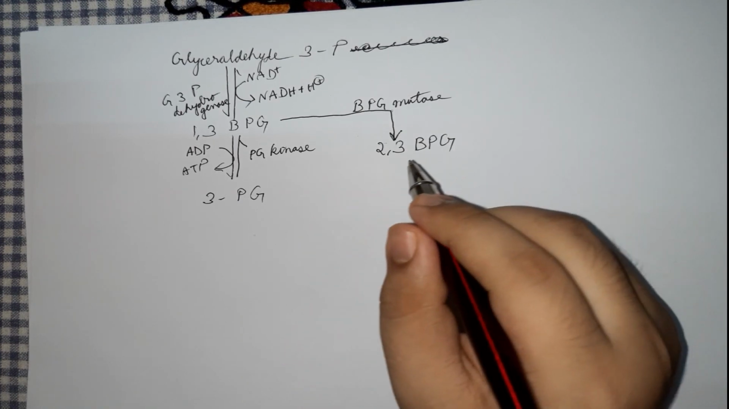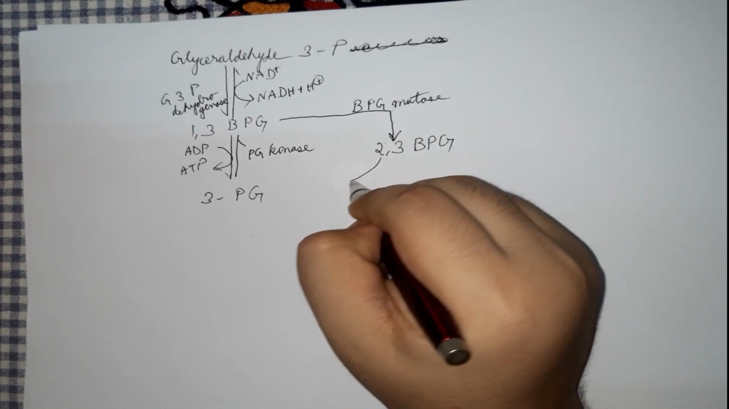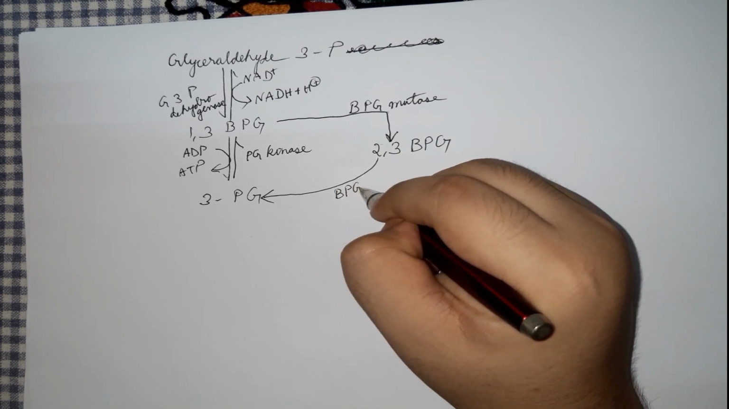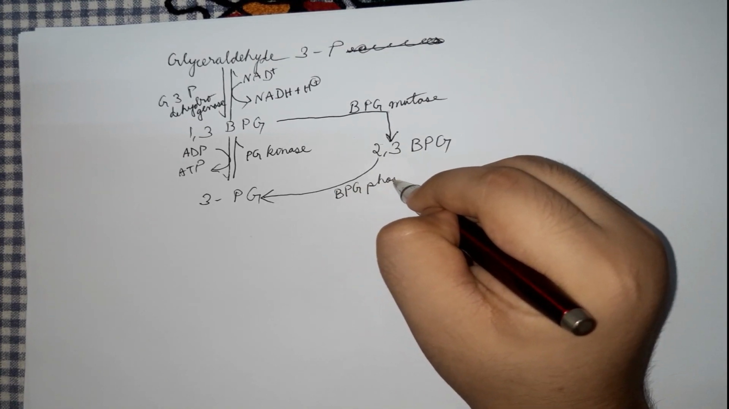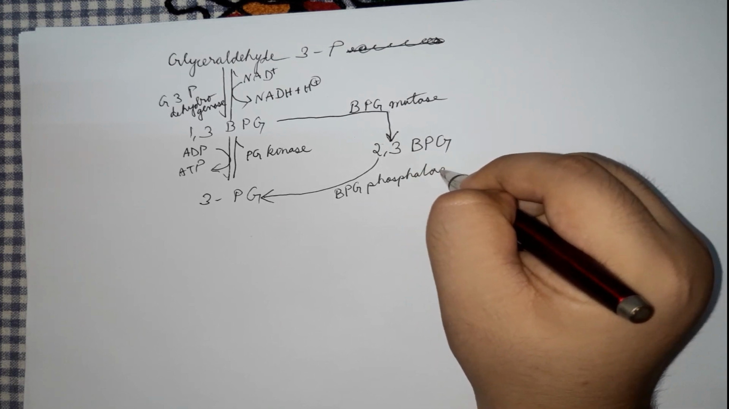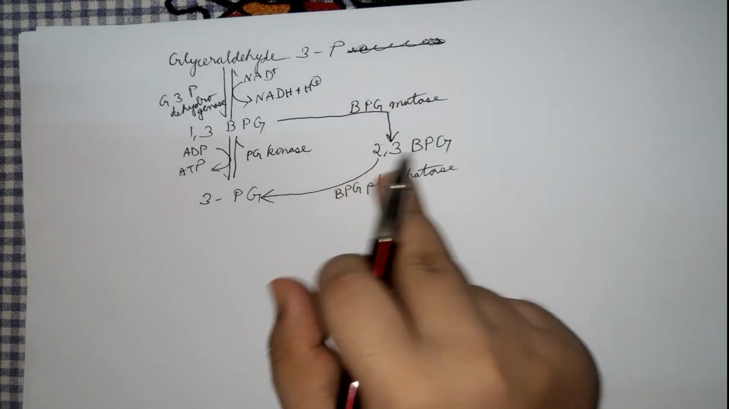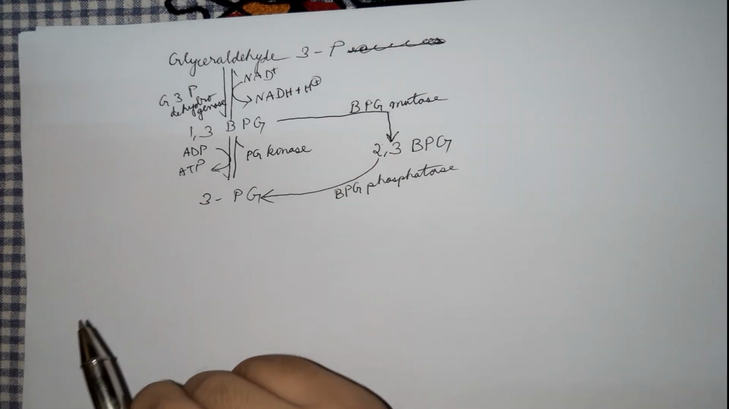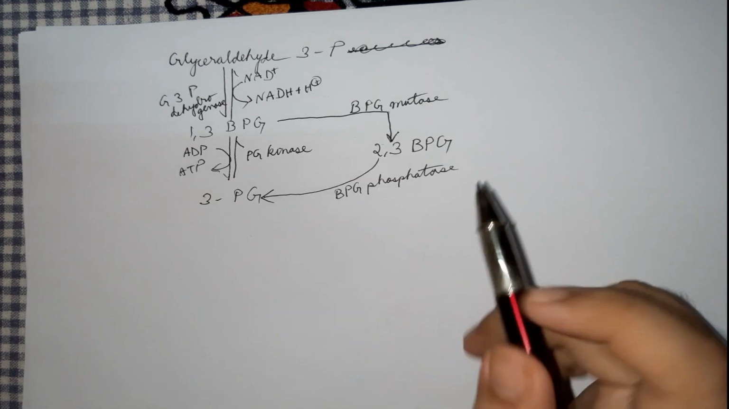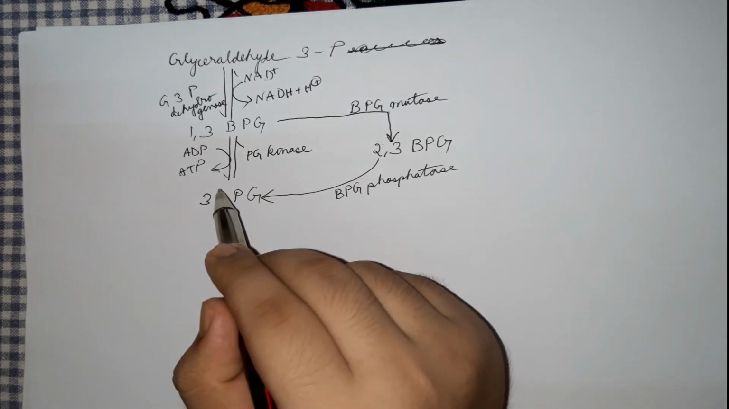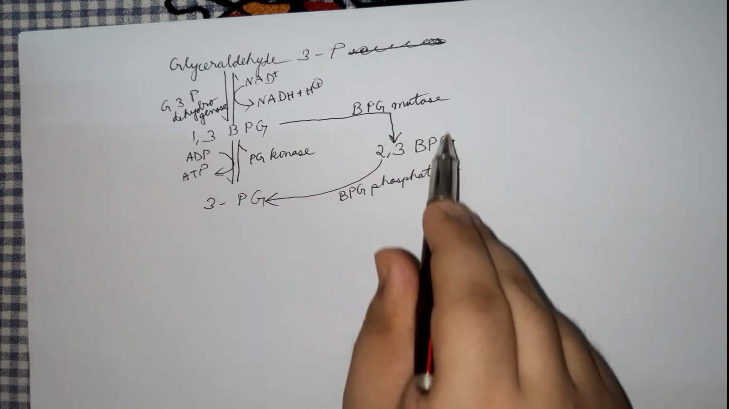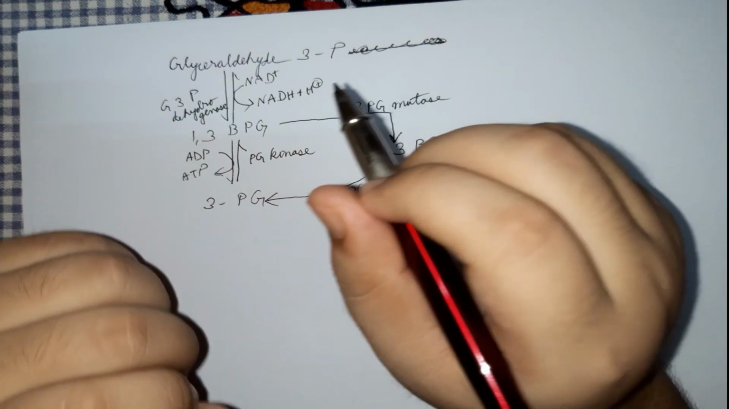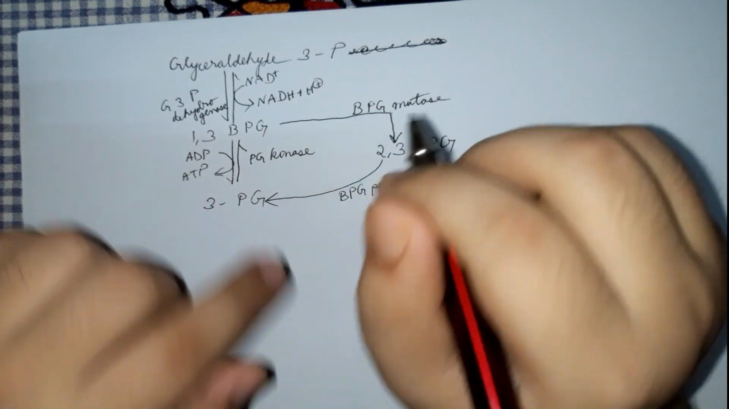This 2,3-bisphosphoglycerate, by the enzyme bisphosphoglycerate phosphatase, is converted back into 3-phosphoglycerate. So in erythrocytes, normally this conversion does not take place directly, rather it takes place by this process. Why exactly does this happen, and why is it so important for us to know this?